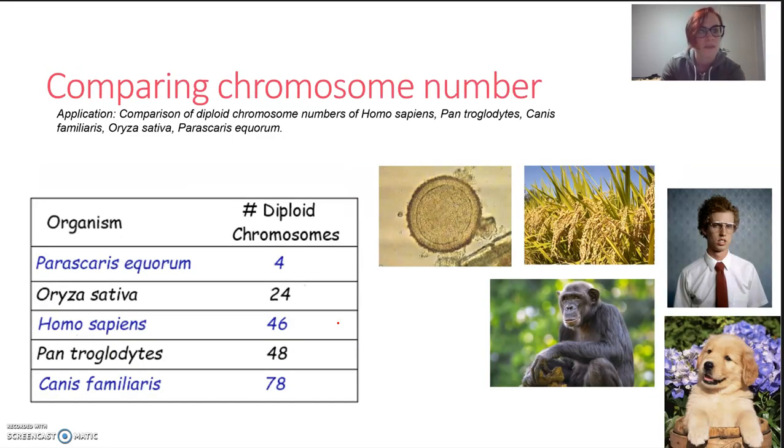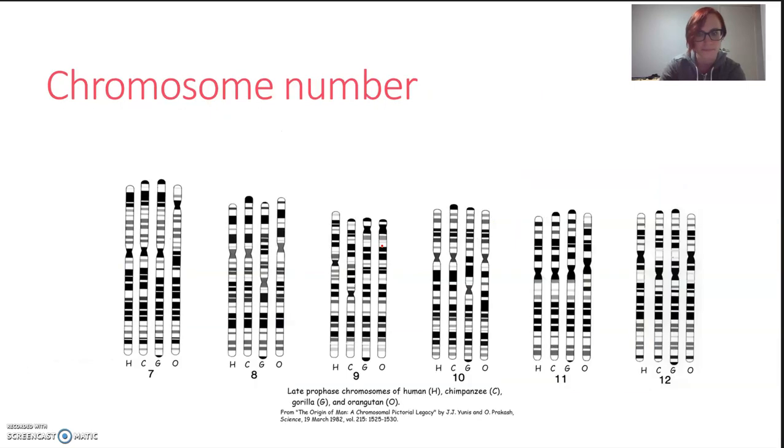All right, to compare chromosome numbers, let's have a look. We've got a roundworm parasite, not very exciting. Only got 4 chromosomes in each cell. The Oryza sativa is a rice plant. Homo sapiens, we know, are humans with 46. The Pan troglodytes are the chimps, and the Canis familiaris, which are our puppies, have 78 in our diploid chromosome there.